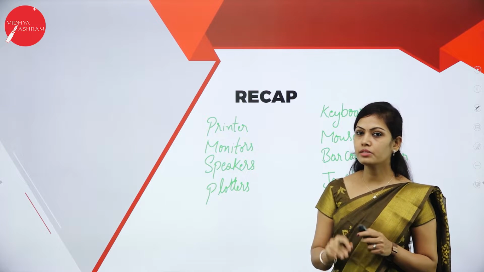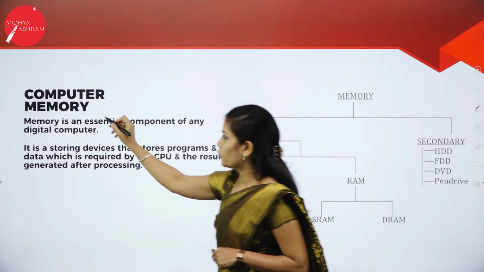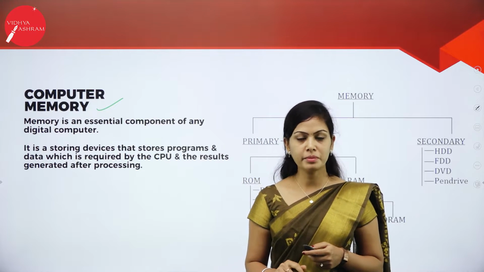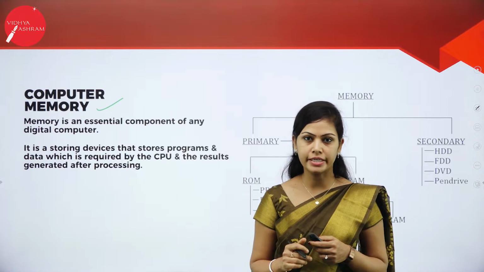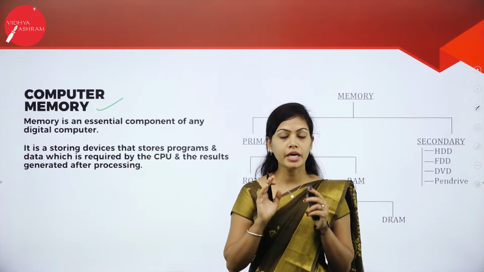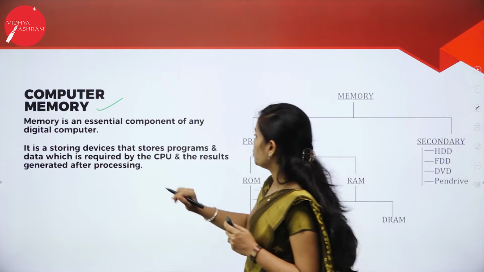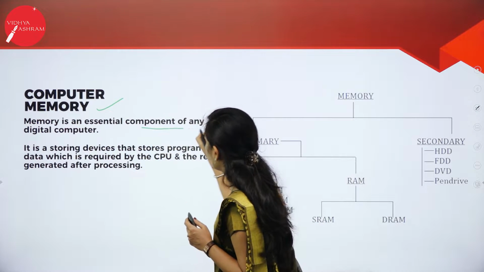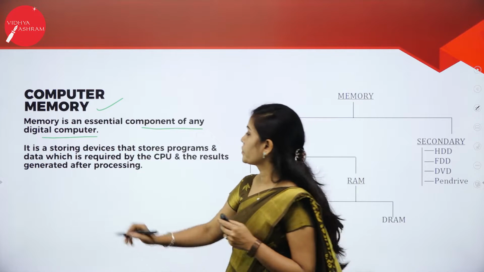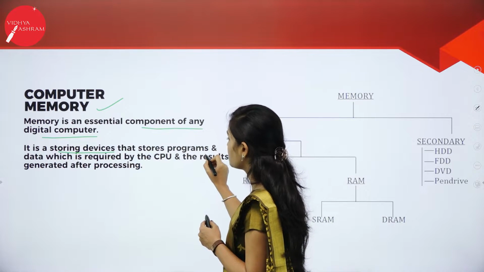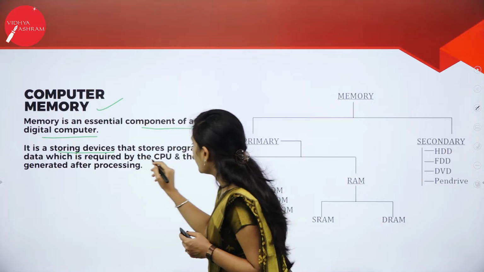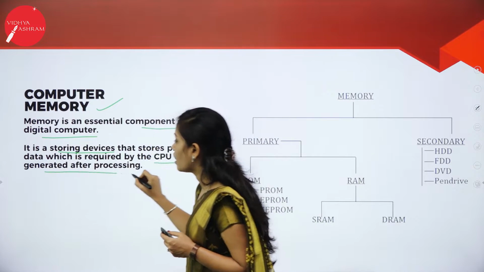So today I am going to present a very important concept called computer memory. So what is computer memory? A computer memory is just like a human brain. It can store huge amount of data. Computer memory is the storage space in a computer. Memory is an essential component of any digital computer. It is a storing device that stores programs, data, images, videos, etc., which are required by the CPU and the results generated after processing.